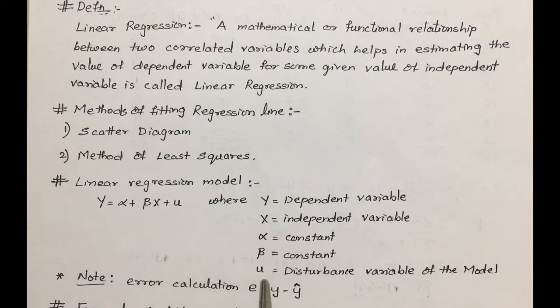Now u, whatever is taken up, it is called to be the disturbance variable of the model. Now this disturbance variable is considered to be error calculation, and it is calculated as E is equal to y minus y estimate. The value of y will be given in the table. Y estimate we have to calculate, and its difference we consider it to be the error calculation. With the help of the symbol, we consider it to be E.